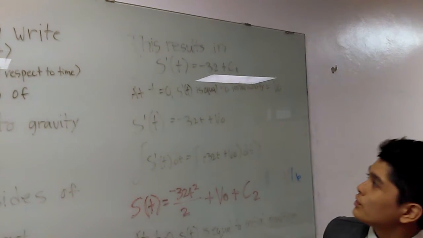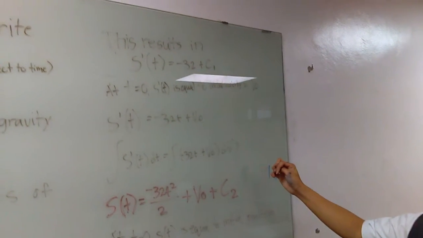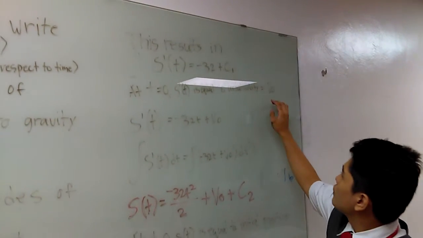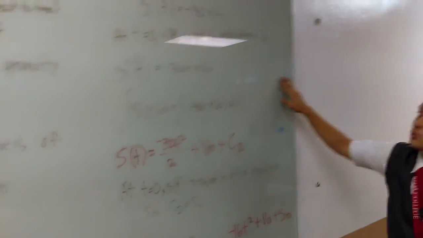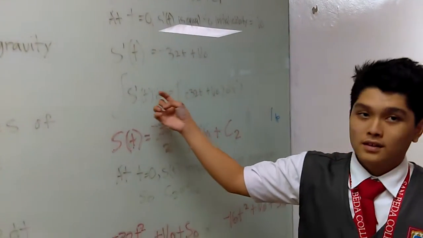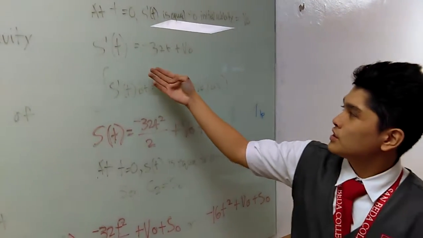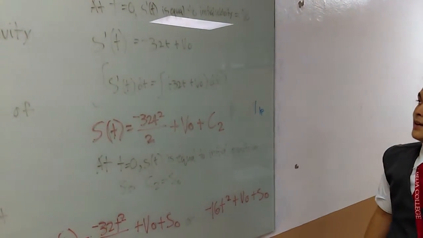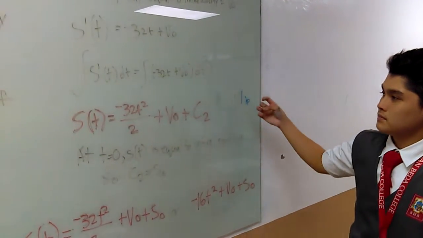At time 0, the derivative of distance with respect to time would equal v0, or the initial velocity, which would equal the constant. So our equation would be the derivative of the distance with respect to time is equal to negative 32t plus the initial velocity.